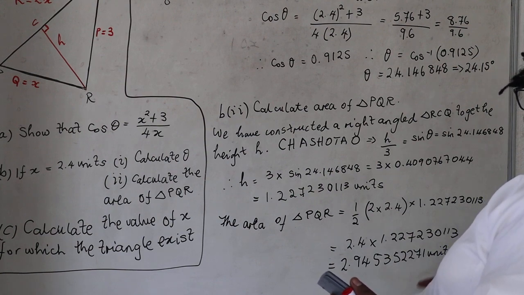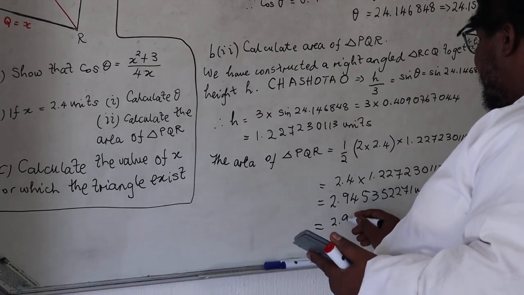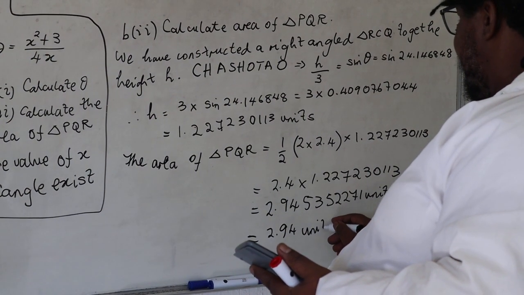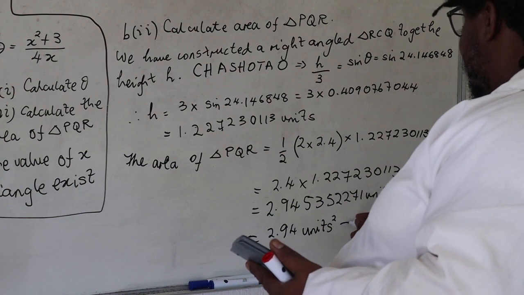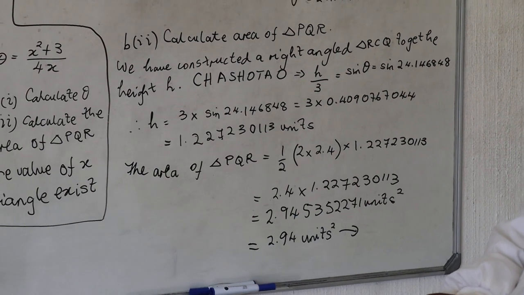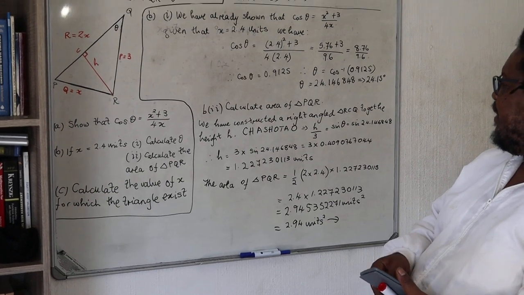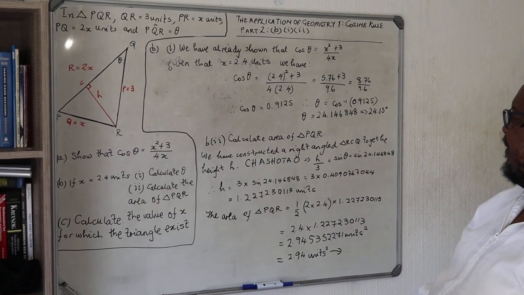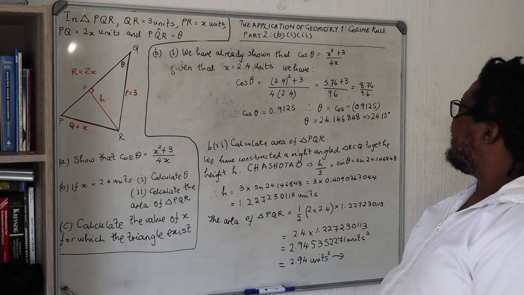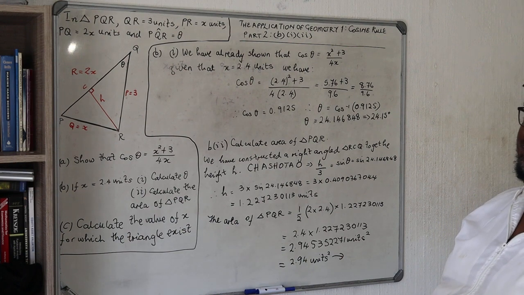squared units. Then you can round off and say this is 2.94 squared units. And our solution is done. We have done both sub-question 1 and sub-question 2 of question B, and part 2 is done. We will come back and do part 3, which is the final part of the question, and our job will be done. Thank you.